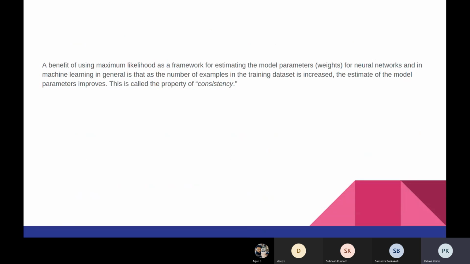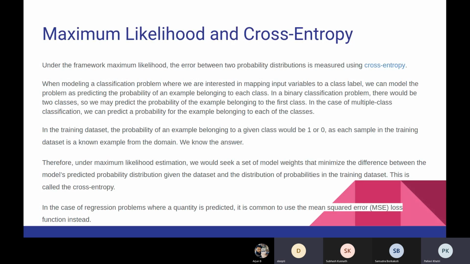Are things clear till here? Yeah. So next we'll talk about maximum likelihood and cross entropy.